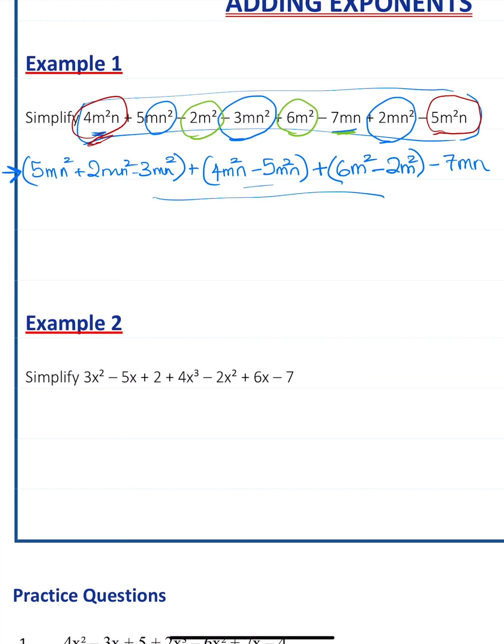This is 2 minus 3 is minus 1. So 5 minus 1 is 4. And squared. This would be minus 1 m squared n plus 4m squared minus 7mn. And that's your answer. Make sure to indicate your answer clearly.